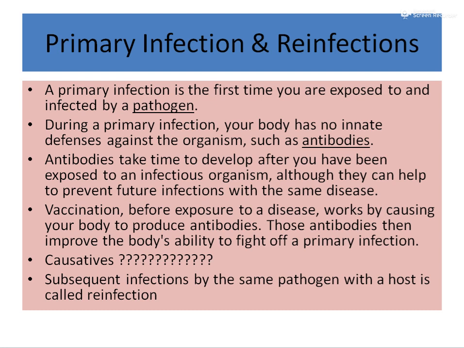Sometimes vaccination before exposure to a disease works by causing your body to produce antibodies, and those antibodies improve the ability to fight off a primary infection. Now, what are the causative agents of a primary infection? It could be anything: bacteria, fungus, or any virus. Anything you get exposed to for the first time leads to a primary infection.